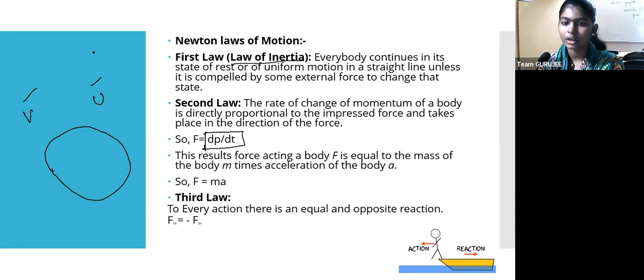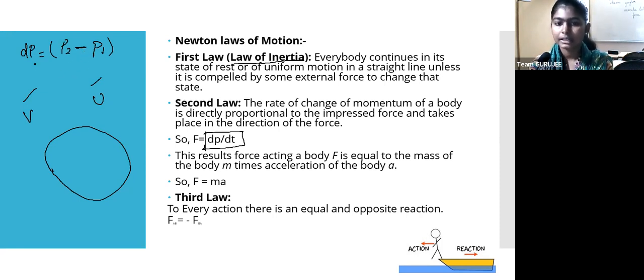Here is where your initial and final comes in. Let's say p1 is your initial and p2 is your final momentum. That is what your dp means. And dt is nothing but your final time minus your initial time. So the difference in momentum and the difference in time will give you your rate of change of momentum.